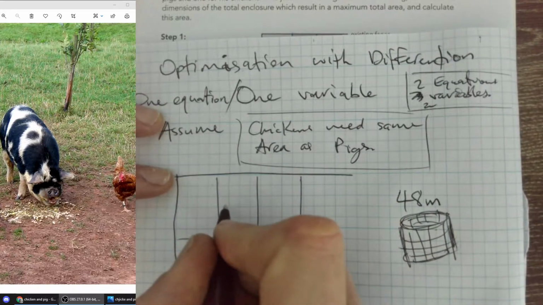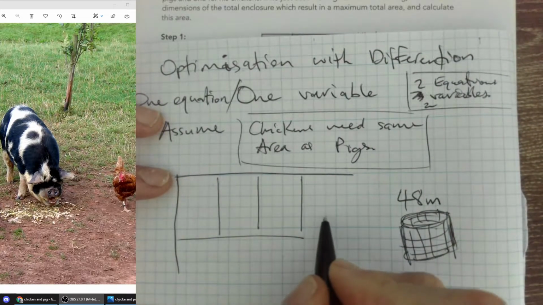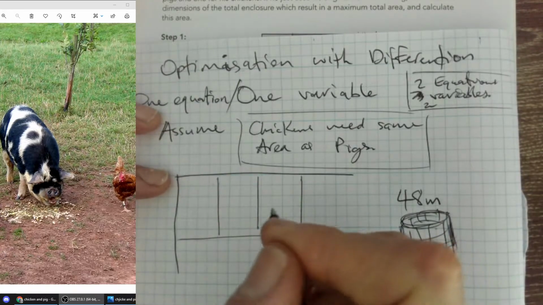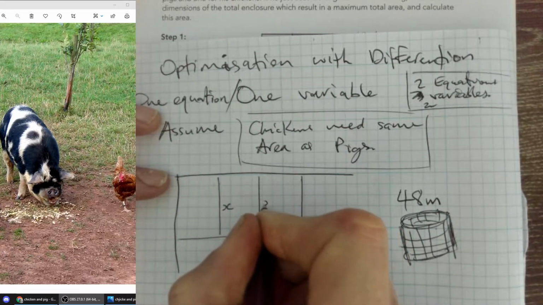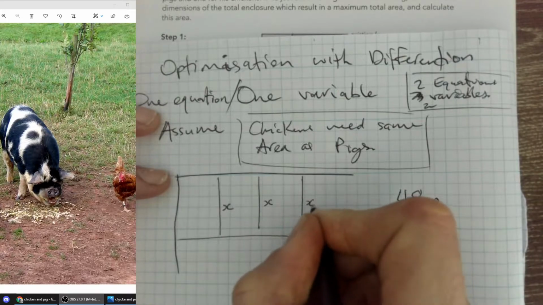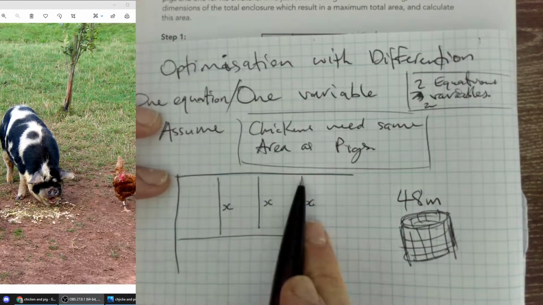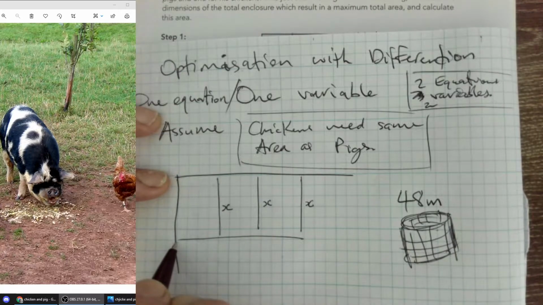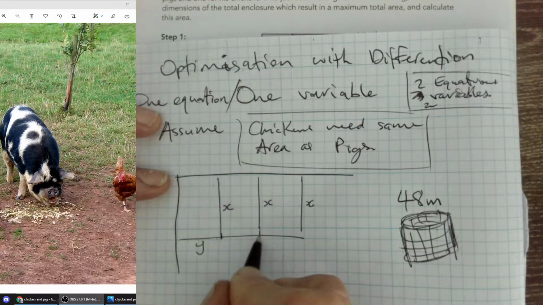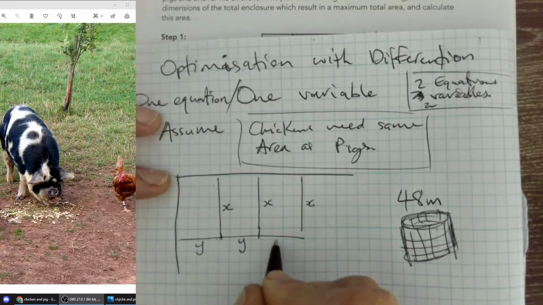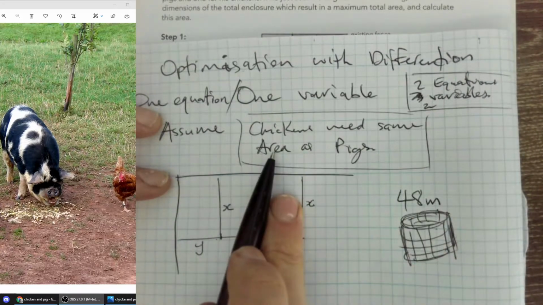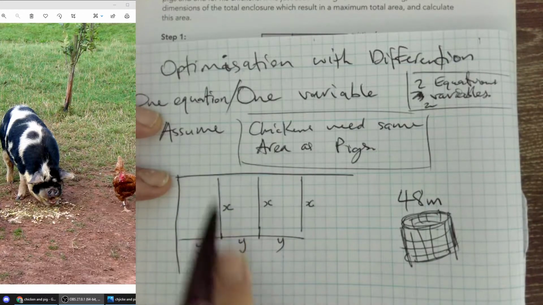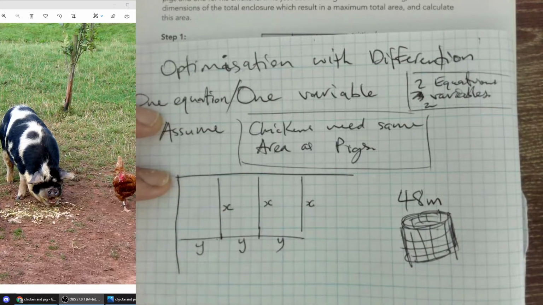Okay, we're going to need to put in some variables. So let's just use x and y. X, and this is the same length here, x. This is the same length here, x. We need to put a bit of fence here, here, and here. Now here, this we're going to assume is length y. This we will also make y, and this will also be y, because we had to make this assumption that chickens need the same area as pigs. So now each section is going to be x by y in area.